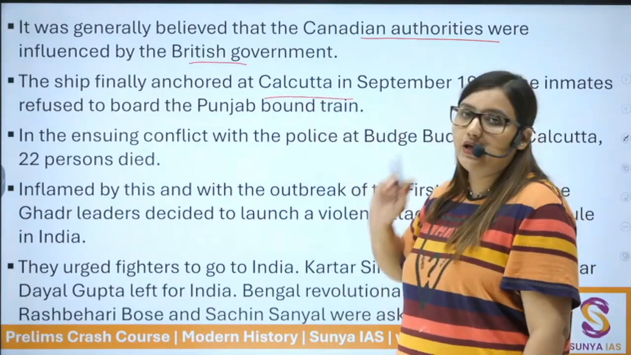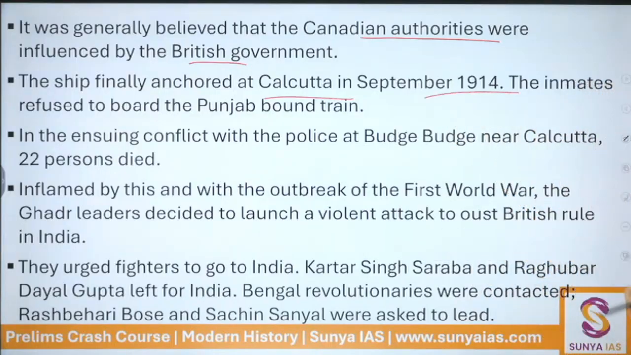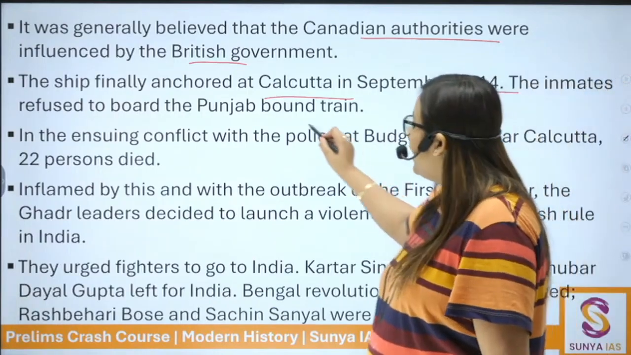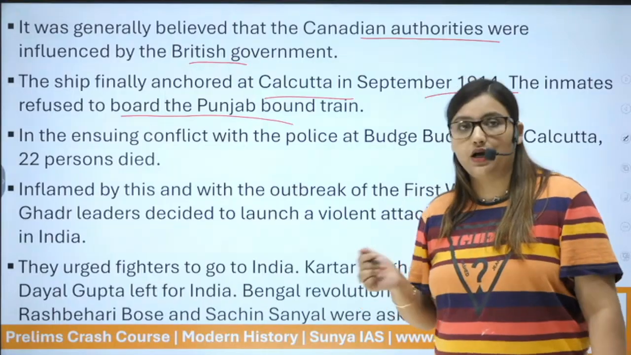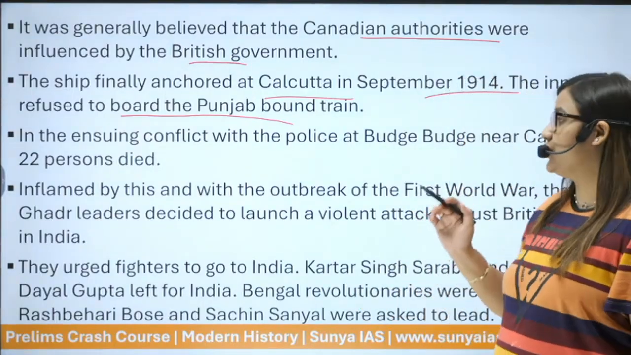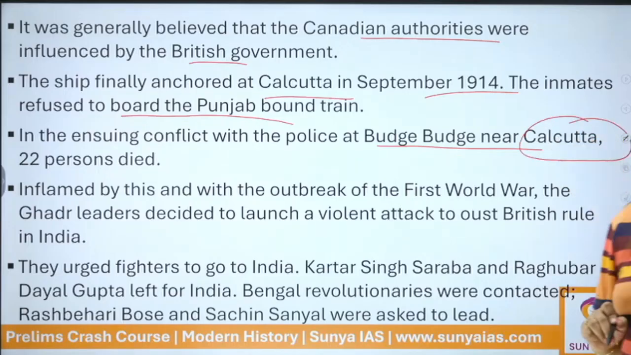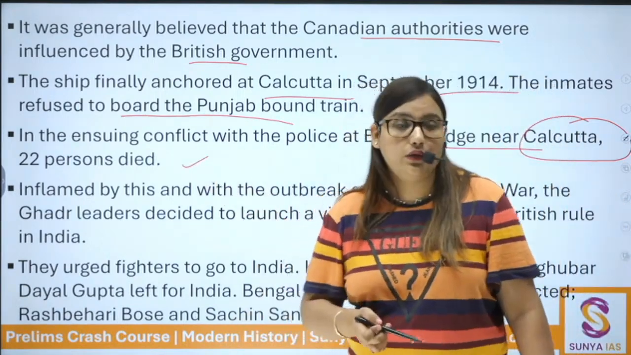They just came to Calcutta in September 1914. The inmates refused to board the Punjab-bound train and the government didn't allow them to come inside the country. So in the ensuing conflict with the police at Budge Budge, which is near Calcutta, 22 persons died. They wanted to come inside the country, but they were not allowed.